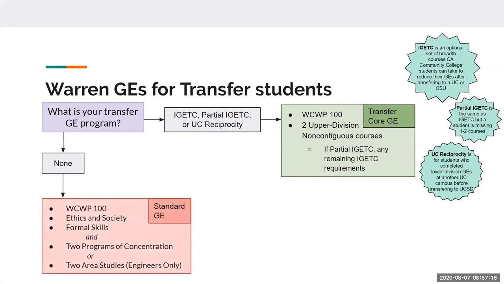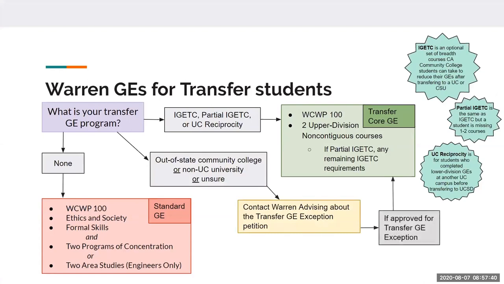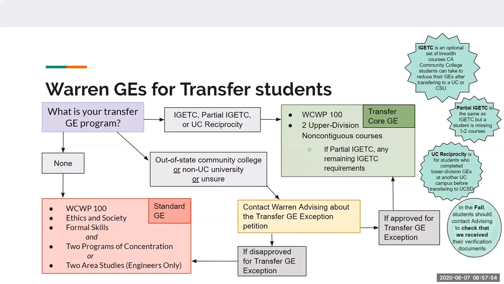Now, what if a student is from an out-of-state college or a non-UC university, or they're totally unsure what the transfer GE programs are? They should contact Warren College Advising to discuss a transfer GE exception petition, which is a form where we evaluate the general education courses they've already taken. If a transfer GE exception petition is approved, then they'll be allowed to complete the transfer GE requirements. If a student's transfer GE exception is disapproved, they are required to complete the standard GE requirements. In the fall, students should contact Advising to check that we received their verification documents.